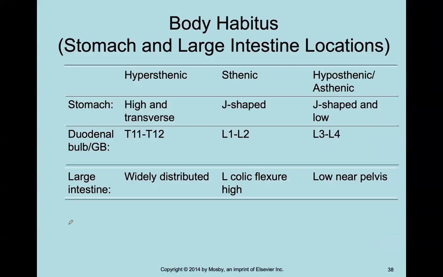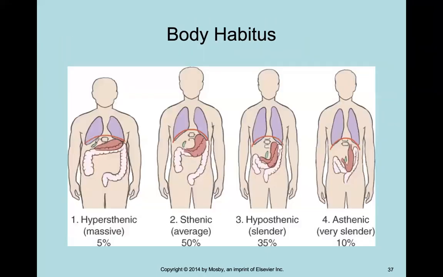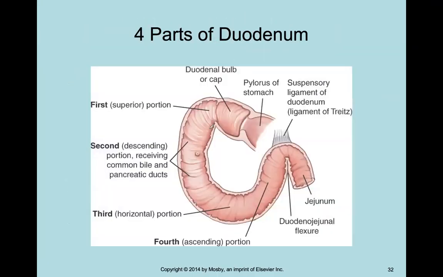So what is important to know, and you will see on the quiz or the assignments, is this. You're going to want to be able to identify the duodenal bulb and the gallbladder for hypersthenic patients, sthenic patients, and asthenic patients. And so that's this. This is the gallbladder. But they also are referring to the duodenal bulb. Now, the duodenal bulb is this section.